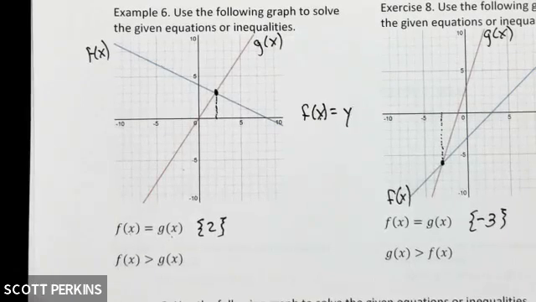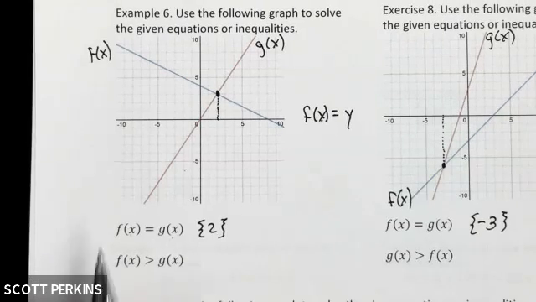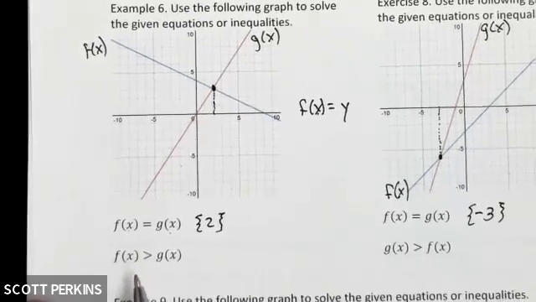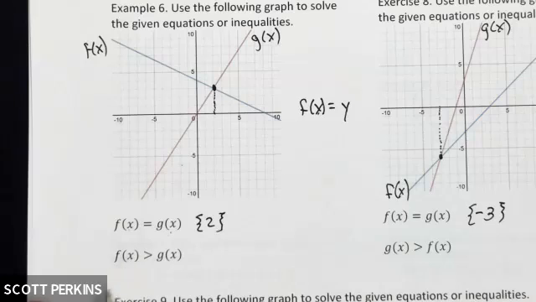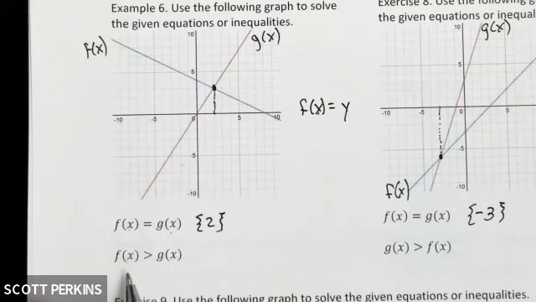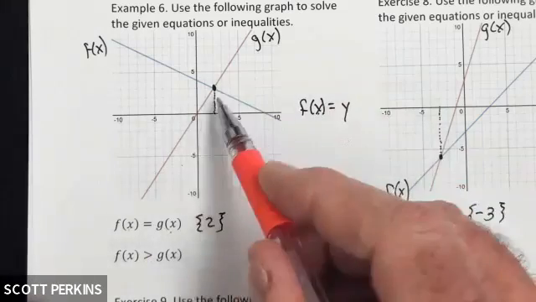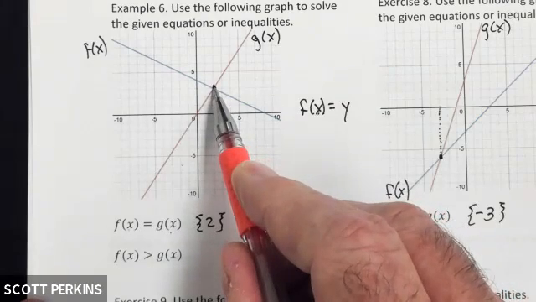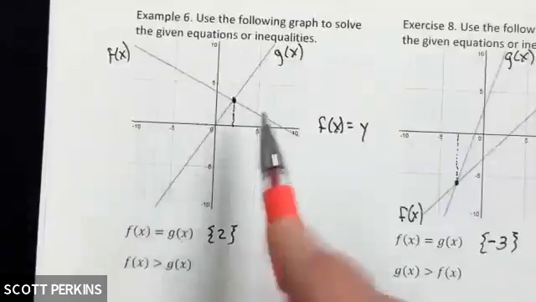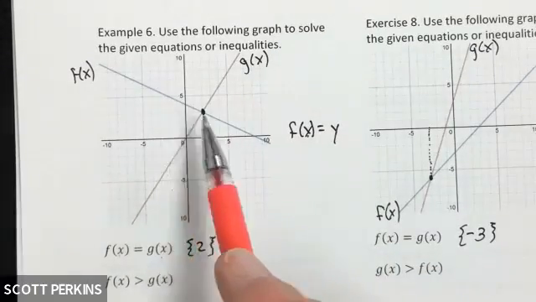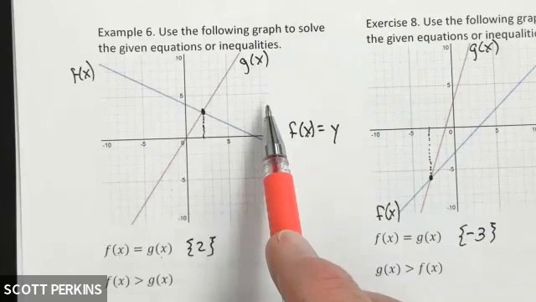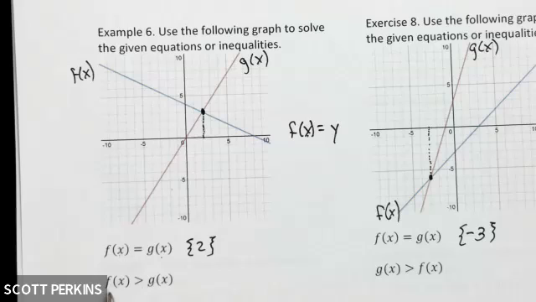So the next one is I want to know, where is f of x bigger than g of x? So again, remember the function notation is representing my y values. So I want to know where the y values for f are bigger than the y values for g. Well, we just found out where they're equal. They're equal at this intersection. So the answer must be either on the left side of that or on the right side of that.